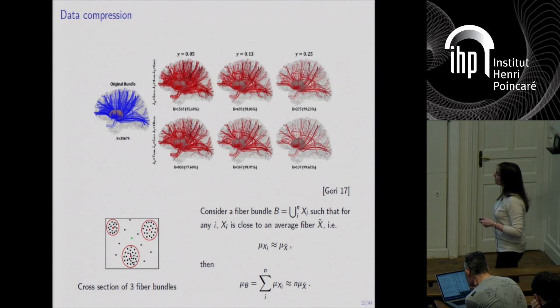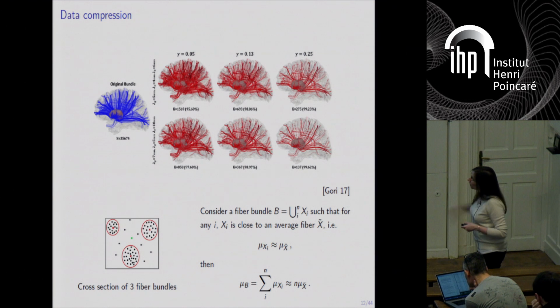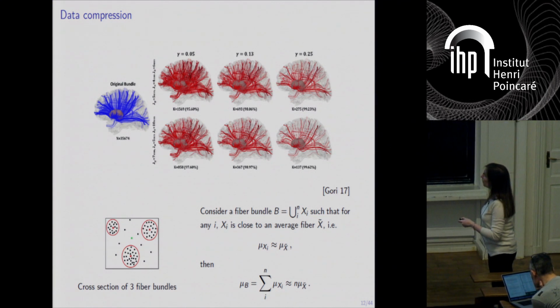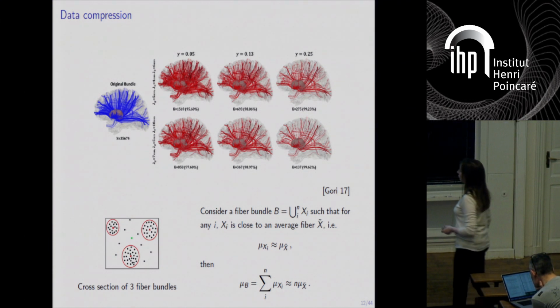So to visualize it, here you have a cross-section of 3 fiber bundles, and each dark point is the cross-section of a fiber, and the red circle corresponds to a local fiber bundle B. And so you can consider this weight n as some kind of volume around your fiber that is directly connected to the number of fibers included in your cylinder.